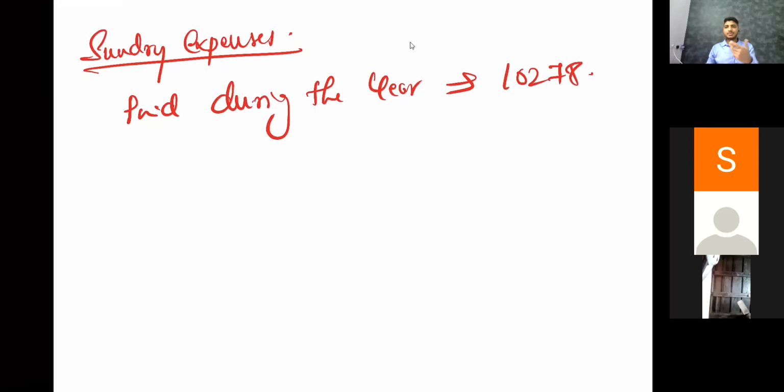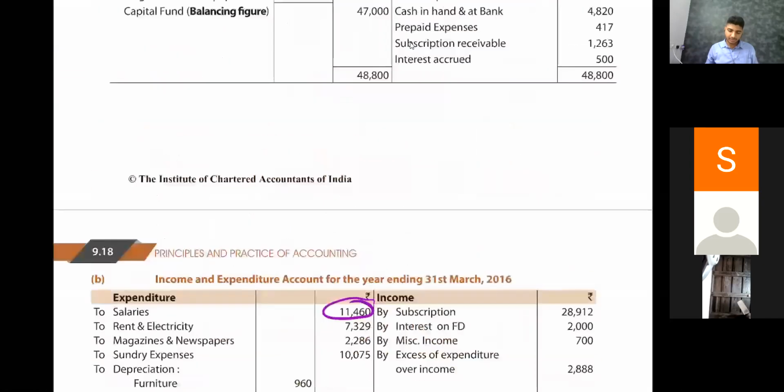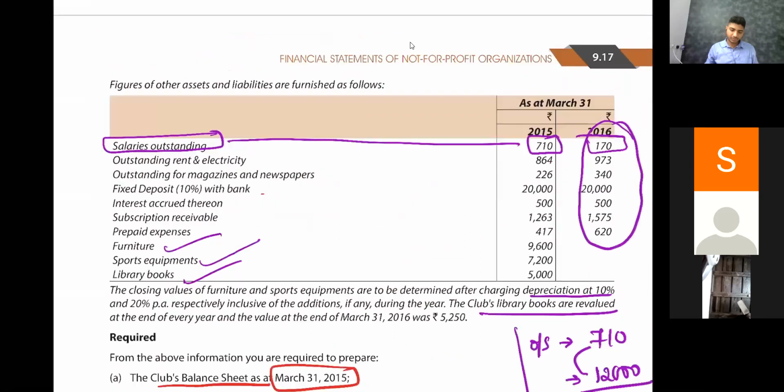10,278 is the only detail which I find in my income and receipts and payment account, that is something which I paid during the year. Now, just because I paid during the year does not mean that this is of this year only. Is there any expense which is of the next year but I paid this year only? Let us come to our balance sheet.